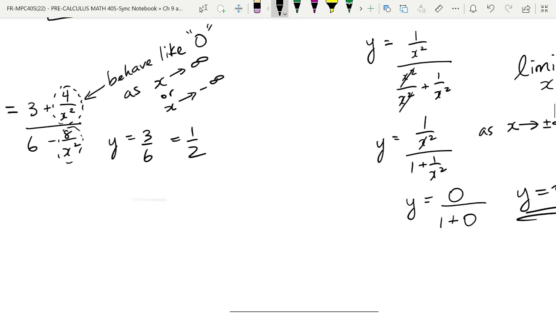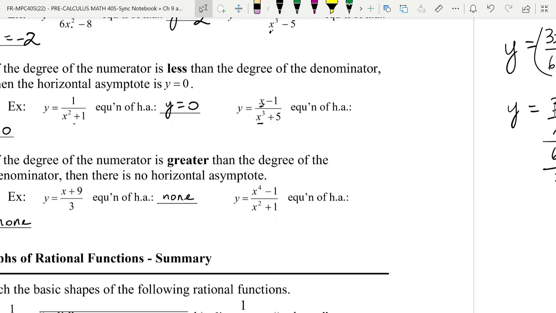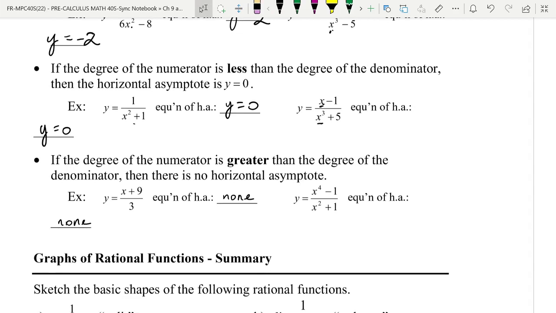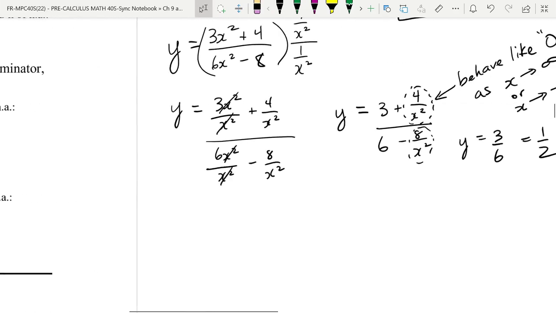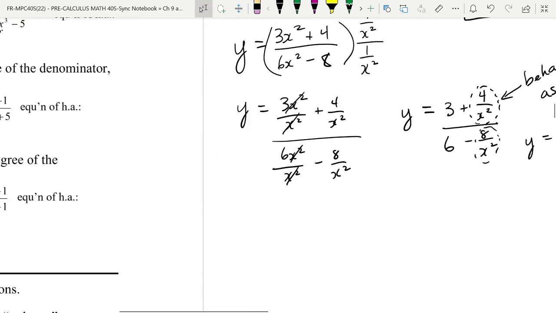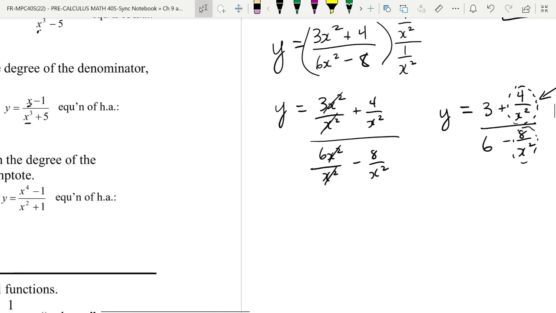All right, and I promised you there's a third rule. What if the degree of the numerator is greater than the degree of the denominator? There is no horizontal asymptote, and that's because, okay, what was the question again? It was x plus 9 over 3.